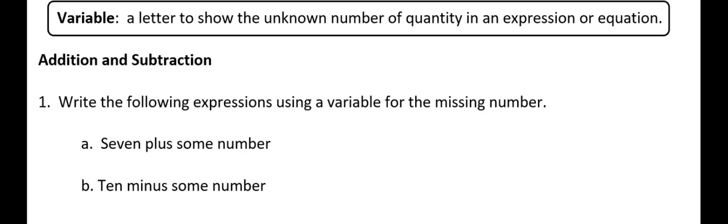First one says 7 plus some number. Well, that some number is that unknown number that's going to represent our variable. To write this in number form then, I just need 7 plus some number, and we'll use an x for that some number, that unknown part of the expression.